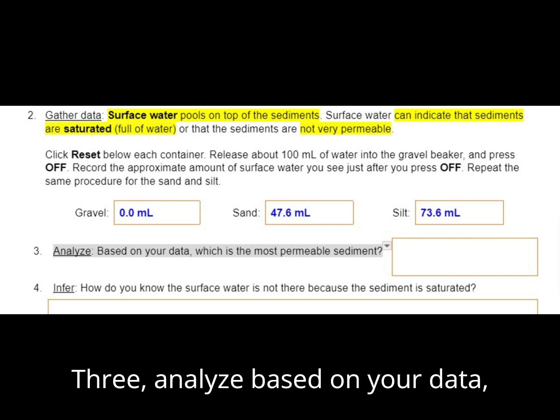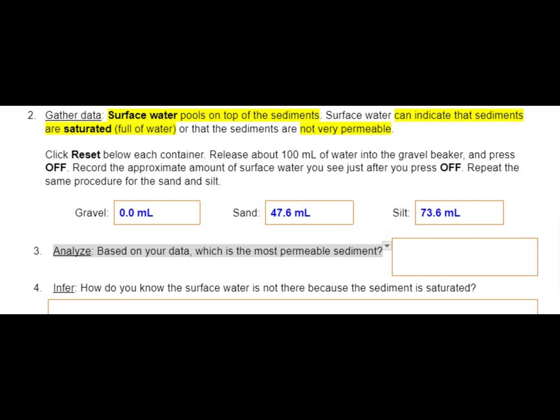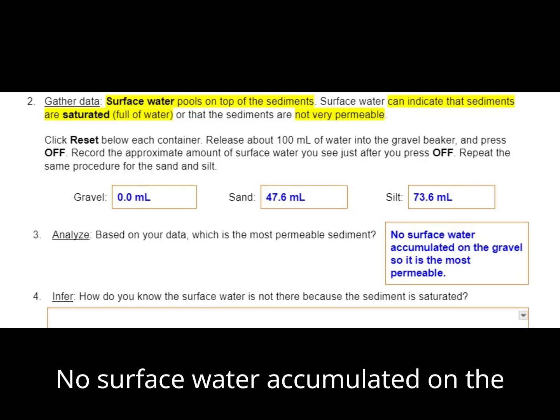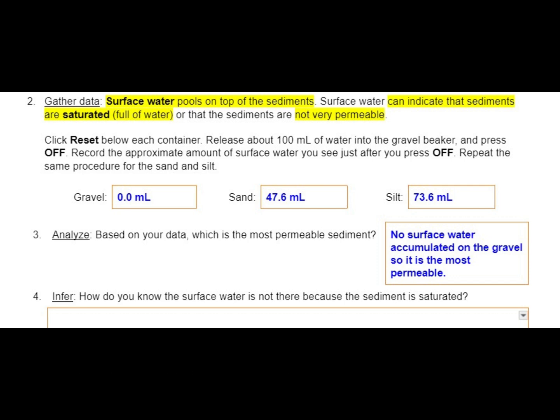3. Analyze based on your data. Which is the most permeable sediment? No surface water accumulated on the gravel, so it is the most permeable.